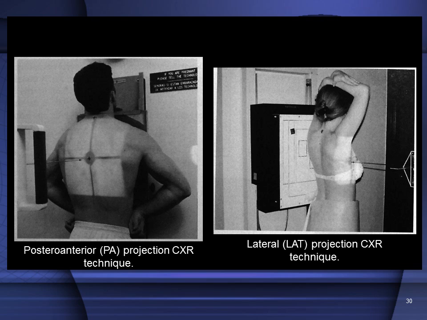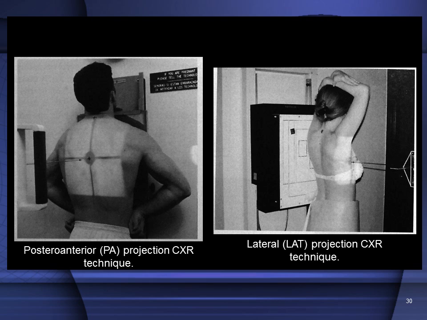Here are some images of actual patients being photographed as they are having their chest X-rays done by the radiographer. On the left, the PA projection chest X-ray technique. On the right, the lateral projection chest X-ray technique. In the PA projection, the beam passes from posterior to anterior. The hands are on the hips and the elbows are pressed into or toward the cassette, and this rotates the scapula or shoulder blade out of the way of the apices of the lung fields.